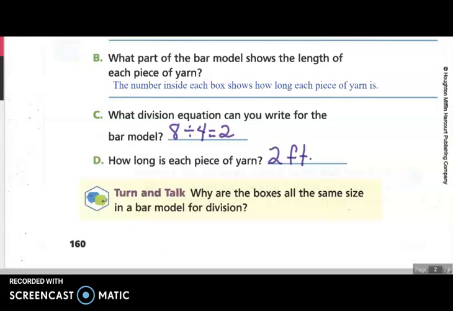And then why are the boxes the same size? Because they represent the same size in our model. I'm sorry if that's a repeat. We had a blip in our recording.